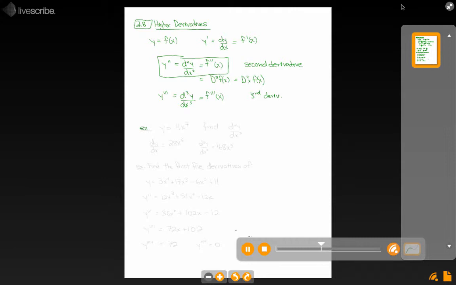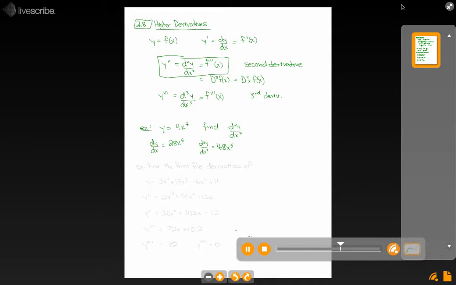So, to do a very straightforward example, what if we started off with y equals 4x to the 7th, and somebody said, find the second derivative of that. So, the first job we have is to find the first derivative. To find the first derivative of this, we just use our regular power rule, say 28x to the 6th. The second derivative is just going to be the derivative of that. So d2y over dx squared is going to be 6 times 28, which is 168, x to the 5.